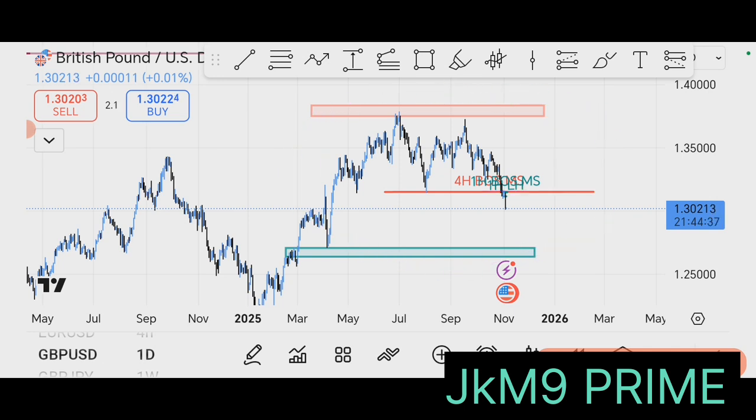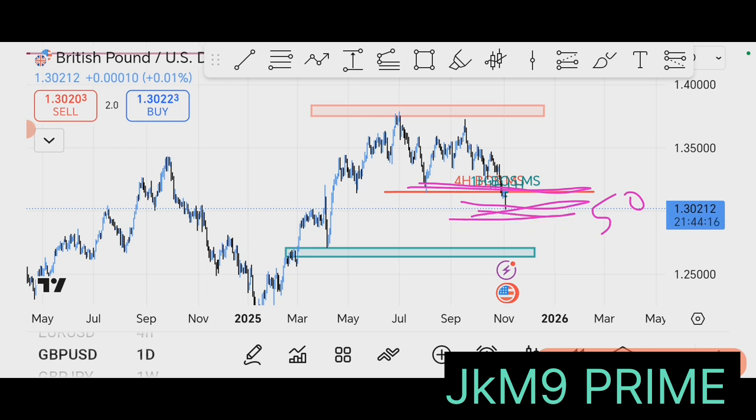Currently price already broke the 50% zone, so here we can expect the entry. If everything, our confluences and market structure, is good, then we can try the buy entry.